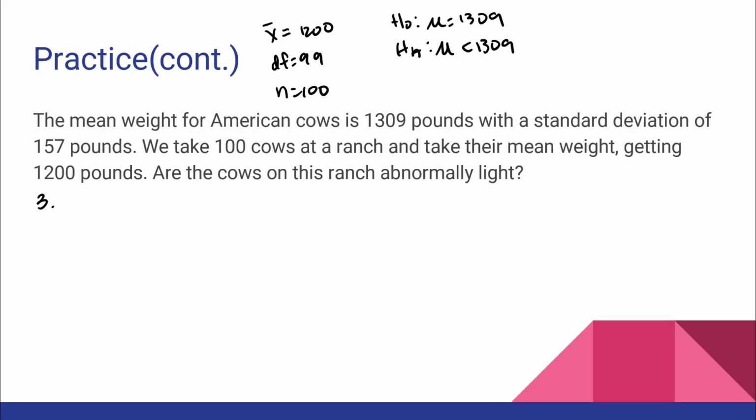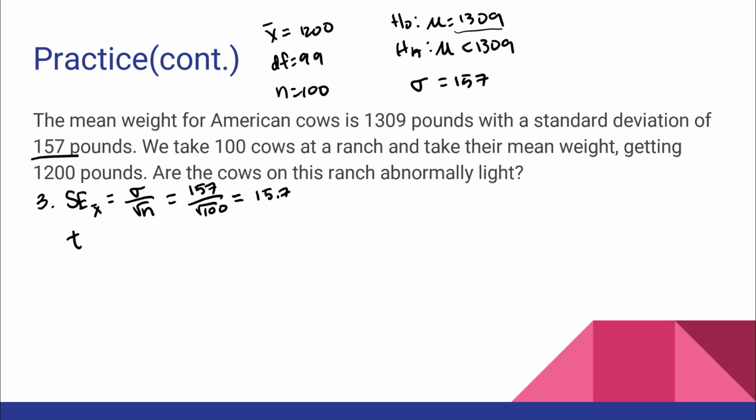So in order to get our t-score, we need our x-bar, our mu, so whatever this is, 1,309, and then we need a standard error. So let's get that standard error first. So the standard error of x-bar is equal to sigma over the square root of n. We have sigma. Sigma is equal to 157 as given in the problem, and then n is 100. So our standard deviation or standard error for the sampling distribution is 15.7 pounds. Using this, we can now get our t-score.